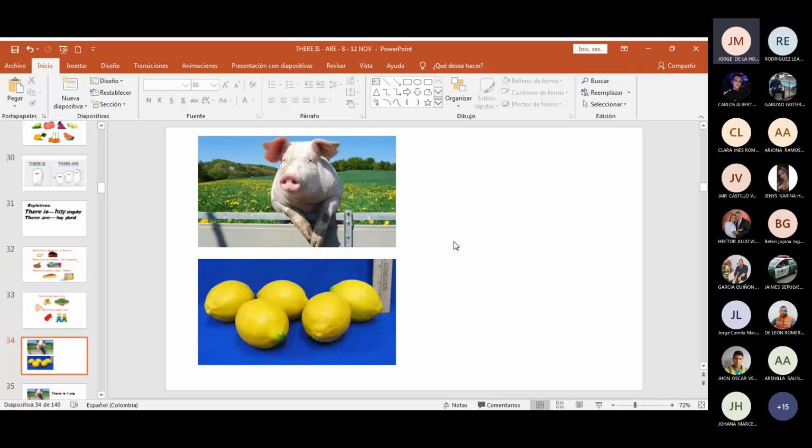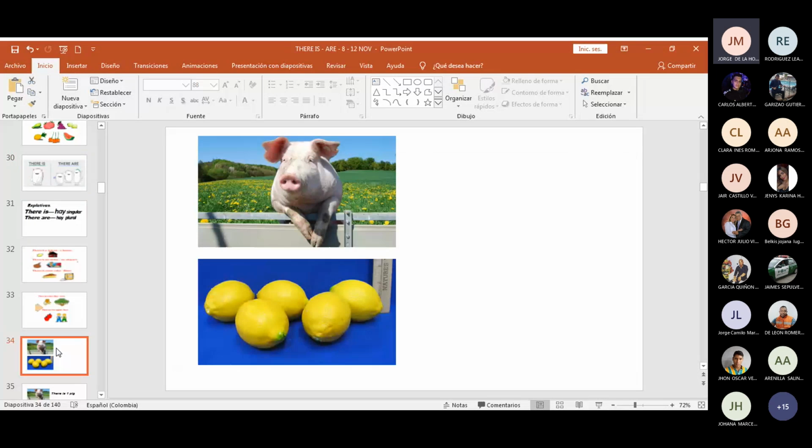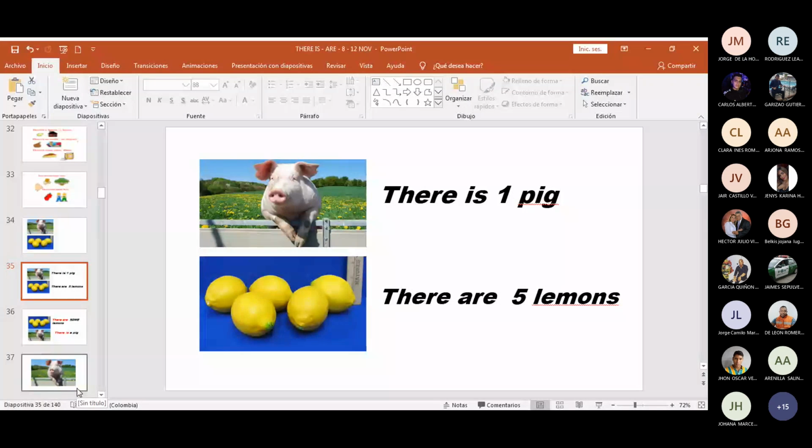So students, remember, cuando son solo objetos, one person, one animal, or one object, we are going to use there is. Pero si son varios, we are going to use there are. So picture number 1 is going to be there is, and picture number 2 is going to be there are. For example, picture number 1, there is one pig. In Spanish, hay un cerdo. Very good. And picture number 2, there are 5 lemons. Hay 5 limones. Yeah, that's it.